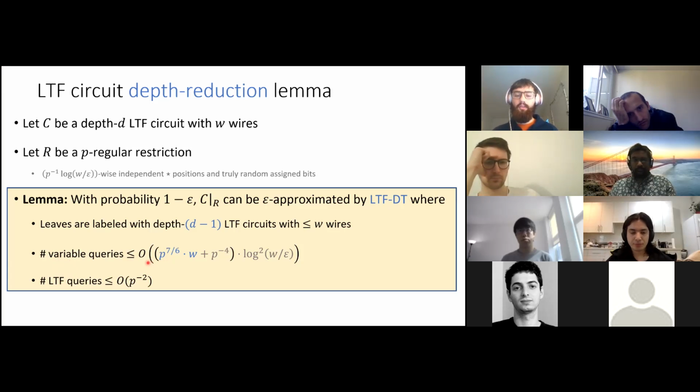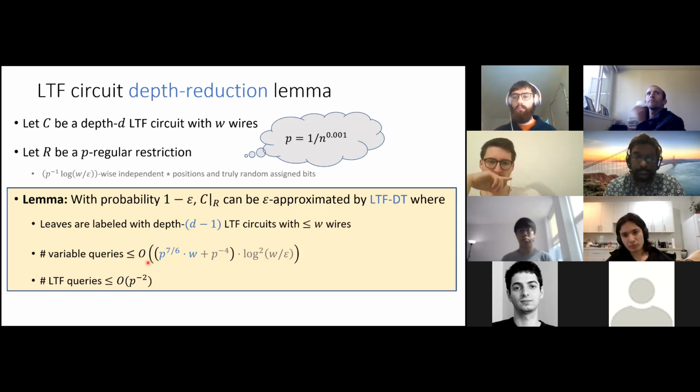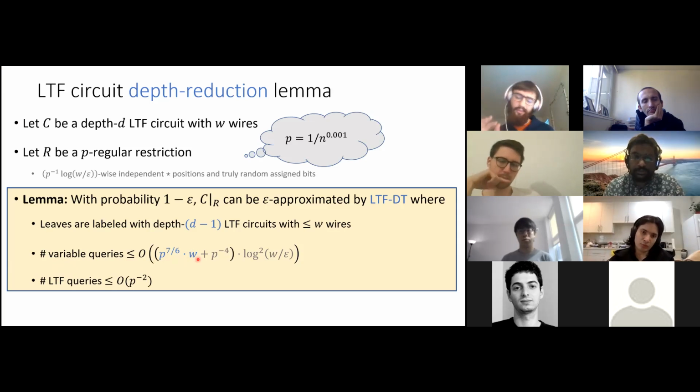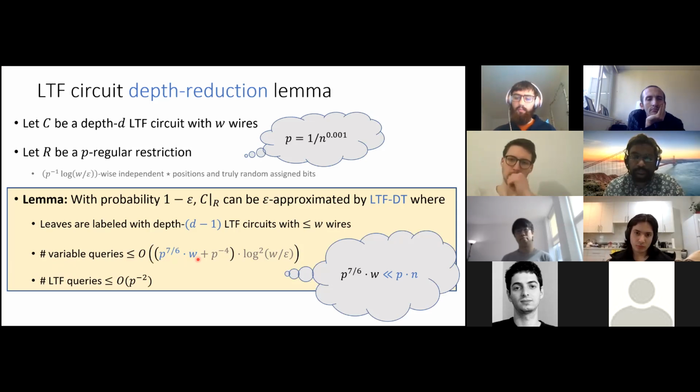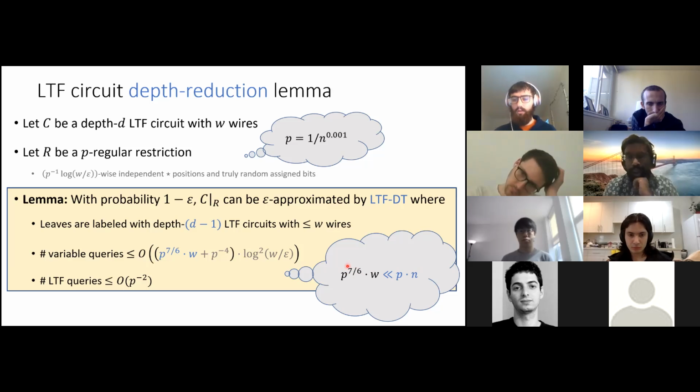The way to think about this, you should think of p as being like 1 over some small polynomial in n. And remember we're thinking of w, the number of wires in the circuit, as being slightly superlinear, so it's very close to n. So what that means is that p^(7/6) times w brings us substantially below p times n. The specific number 7/6 isn't very important. It's just that 7/6 is bigger than 1. That's the important thing.